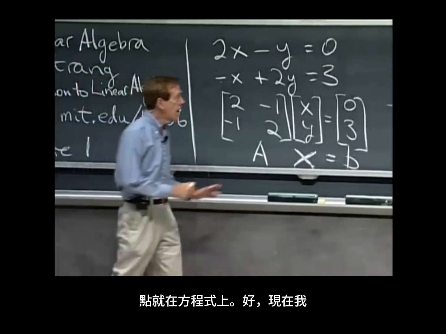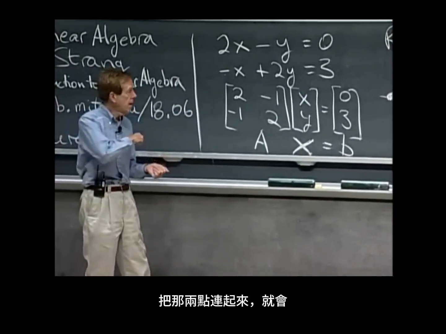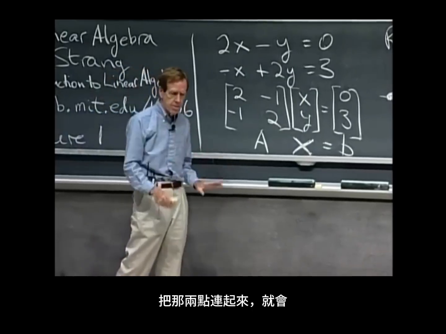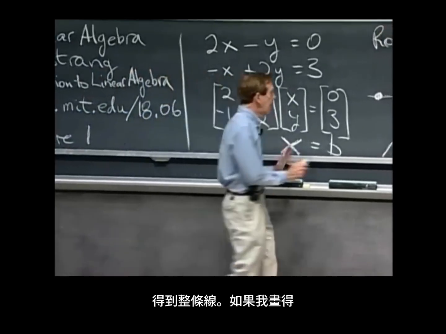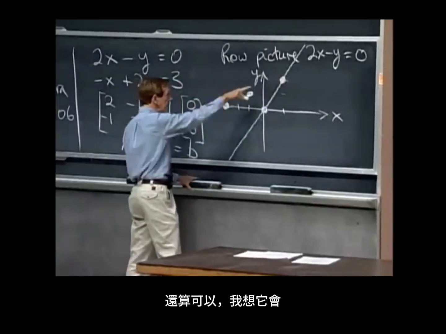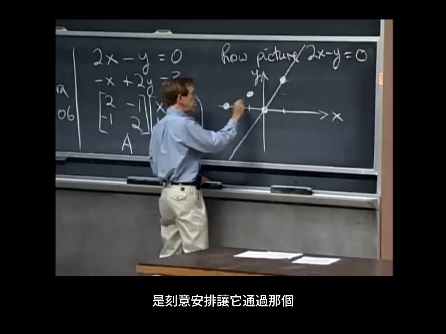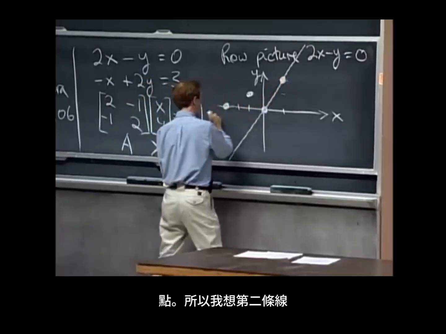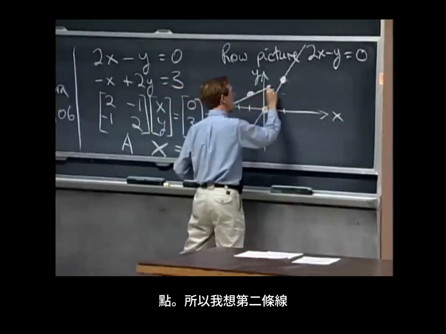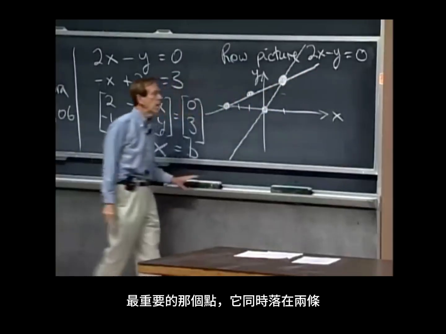Okay, now I should just draw the line, right? Connecting those 2 points, that will give me the whole line. And if I've done this reasonably well, I think it's going to happen to go through, well, not happen, it was arranged to go through that point. So I think that the second line is this one.